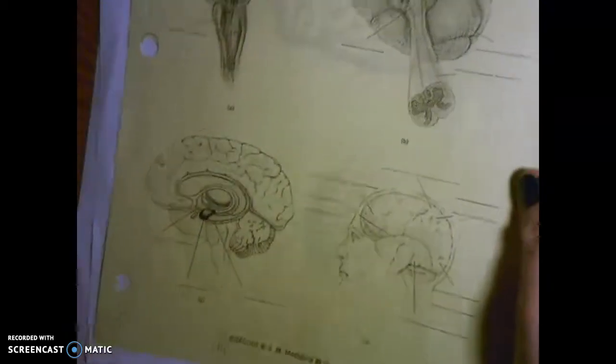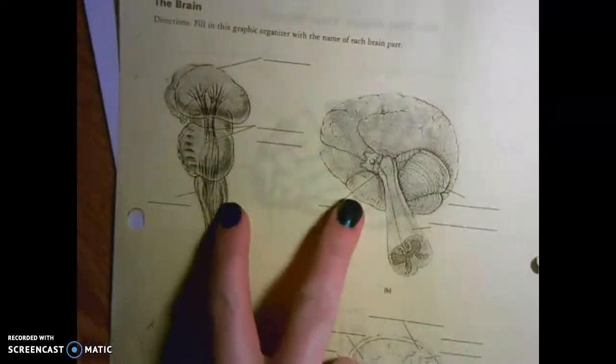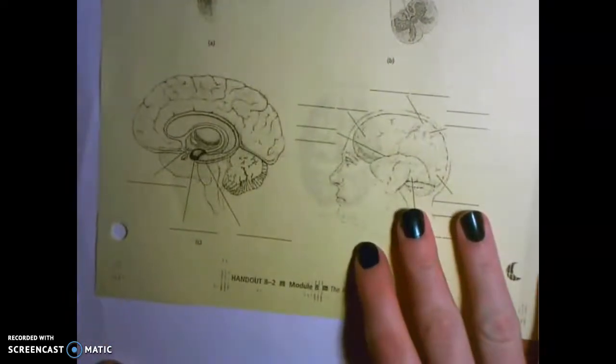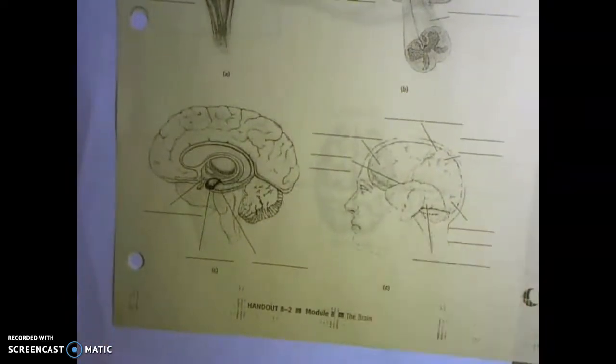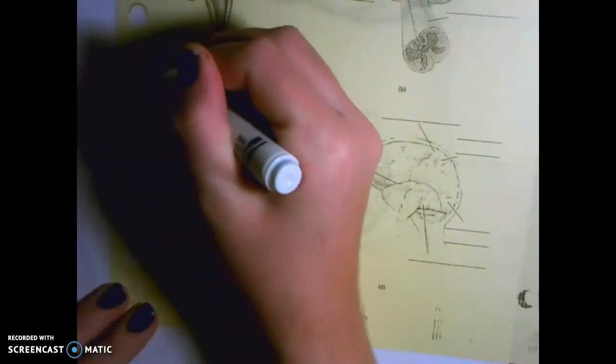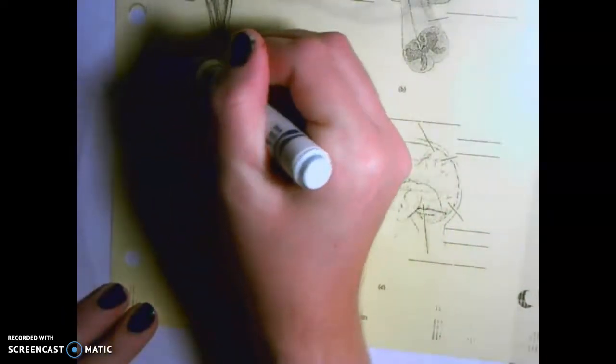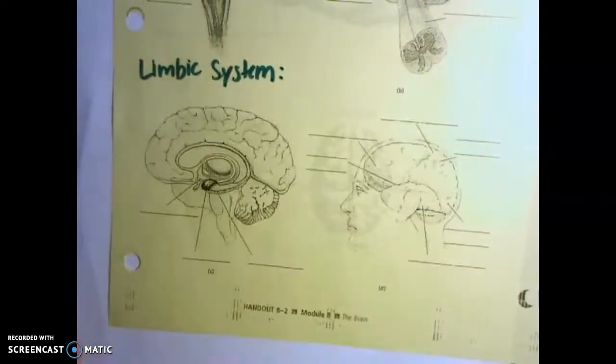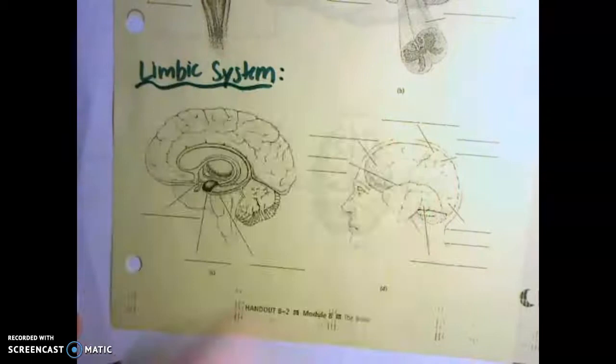Okay, I've got my page out. In the previous two videos, we did these two diagrams, so we're going to move down to this bottom diagram here together. And the focus today, like I mentioned, is going to be the limbic system. So I'm just going to label this diagram limbic system. Okay? I'll make it very clear.